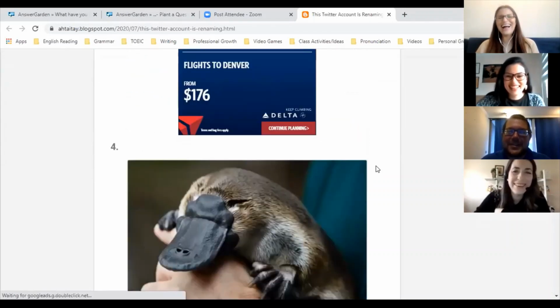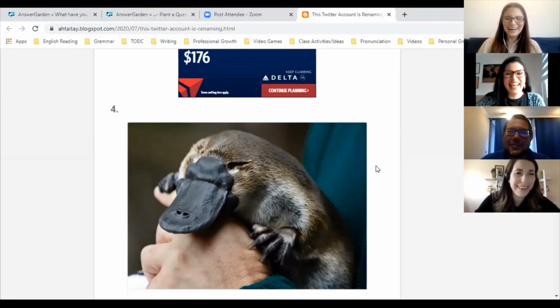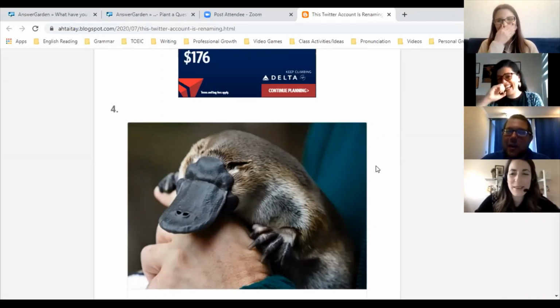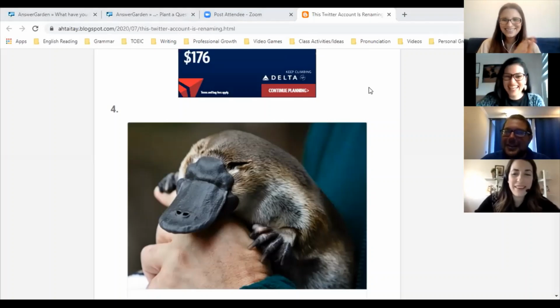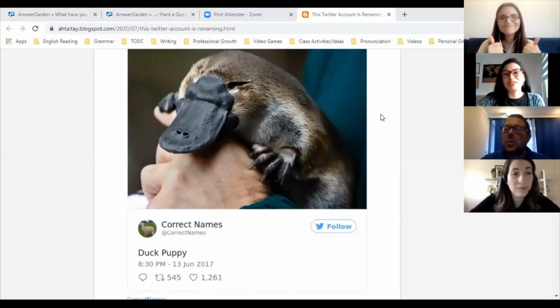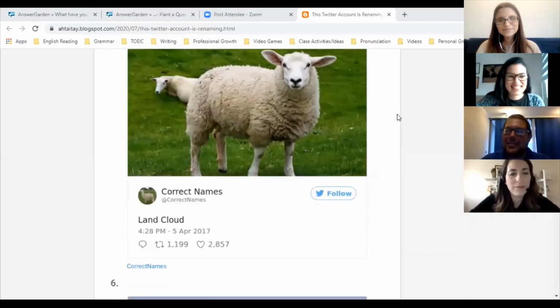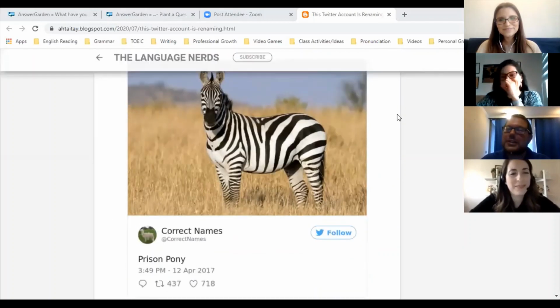Right, so if we take a look, here we see a platypus. What is another name for a platypus, or the correct name? So let's see, do we have some comments in the chat? Okay, no ideas yet. They're calling this a duck puppy, right? And so on this website, they have lots of these, a land cloud for a sheep, a prison pony.